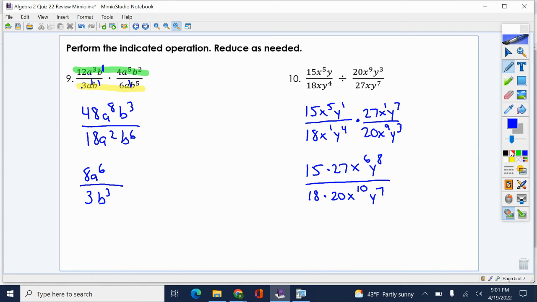So let's see. As I look at this, I know that 15 and 20 are both divisible by 5, so I would have a 3 and a 4. 27 and 18 are both divisible by 9, so 3 and 2. And then I'll reduce. So up top, I've got 9. Underneath, I've got 8. Bigger x is underneath, so 10 minus 6 is 4. Bigger y is on top, 8 minus 7 is 1. Y, or if you write y to the 1, same thing.